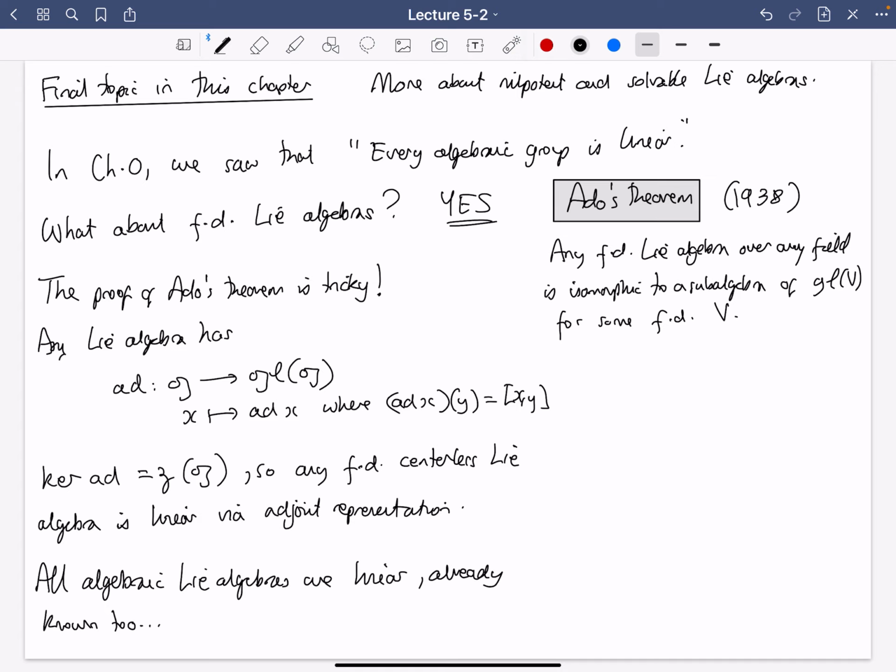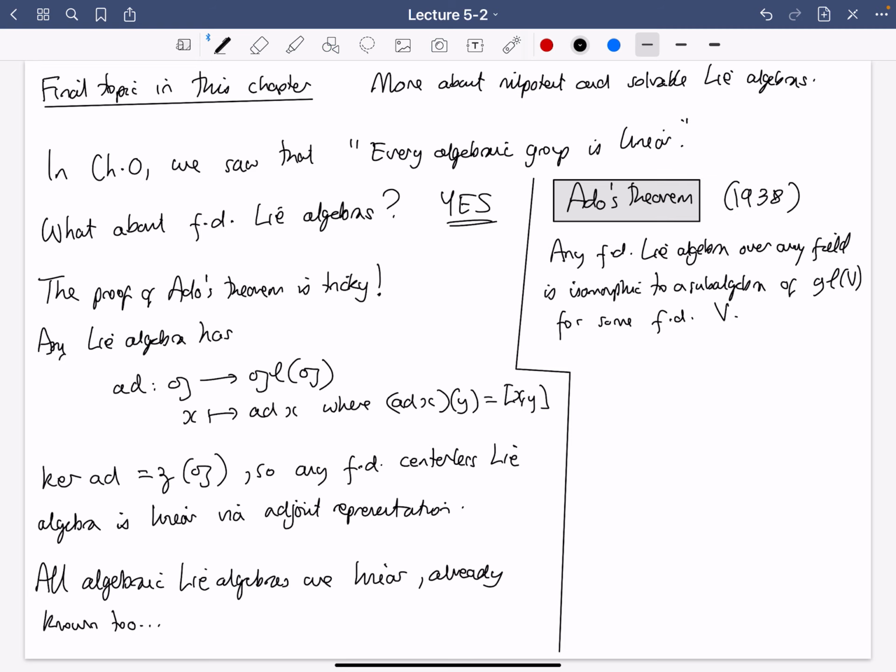So I'm pointing those things out because I want to justify the fact that I'm not going to bother proving Ado's theorem. I'm going to skip the proof because it's more technical than we want at this point, given that actually we never need it.